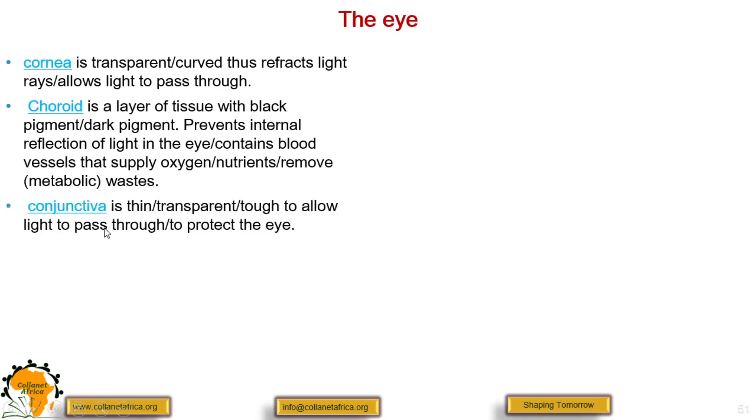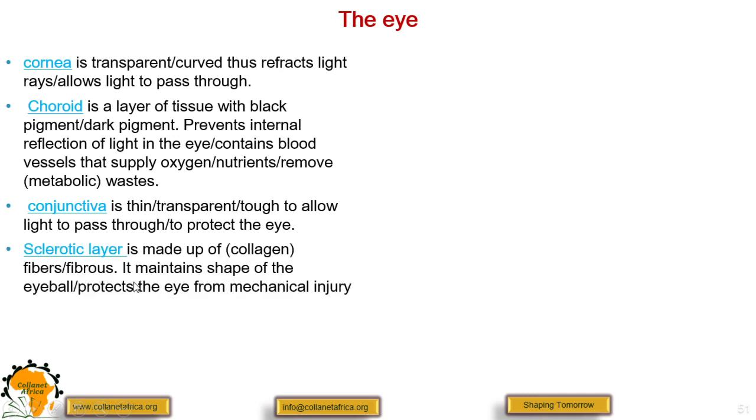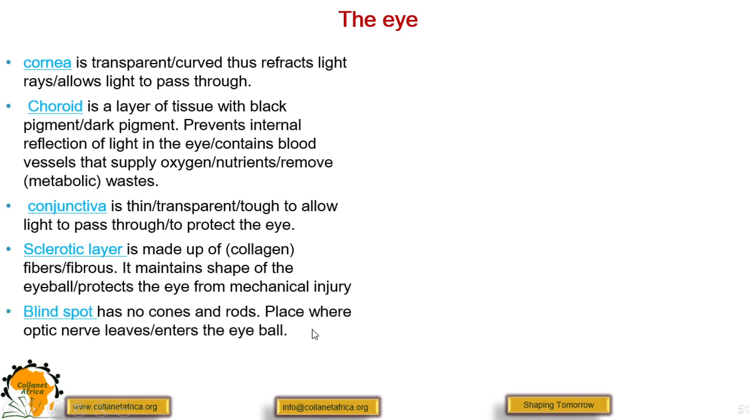The conjunctiva, on the other hand, is thin and transparent to allow light to pass through, and it also protects the eye because it is tough. If it is thin and transparent, it allows light. Being tough, it protects the eye. We also have the sclerotic layer, and it is made up of collagen fibers, which are fibrous. These fibers maintain the shape of the eyeball and also protect the eye from mechanical injury.